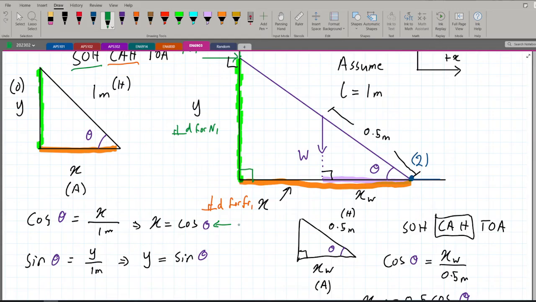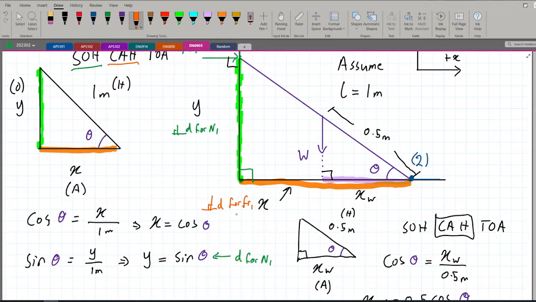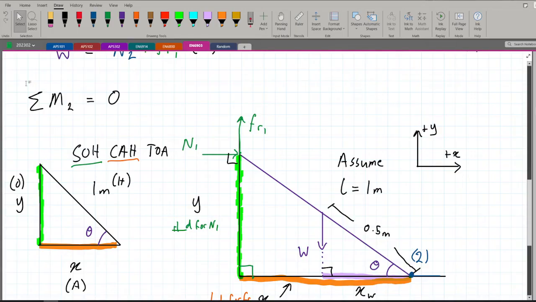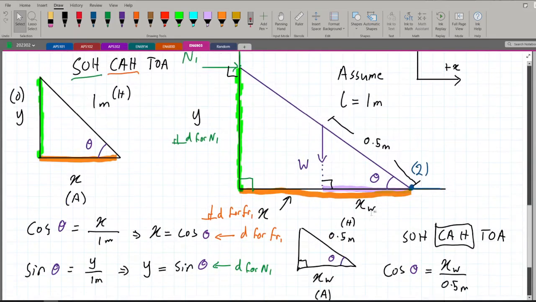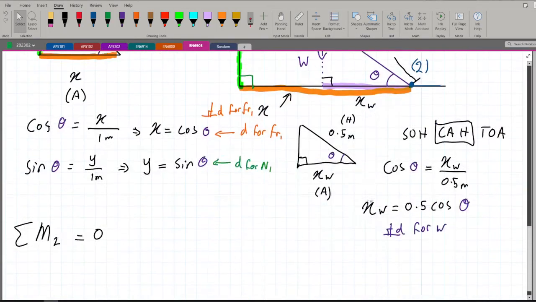Remember, the top one is the distance for Fr1, and the bottom one is the distance for N1. So this is the x, the orange one, which is the perpendicular distance for Fr1, and the y is the distance for N1. Now we can plug it into our moment equation and solve. So let us do that again. Moments about point 2 is equal to 0. Let me take this again over here and bring it down so we can see how it will look.